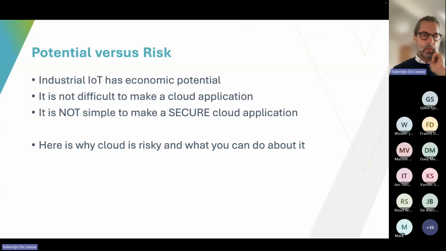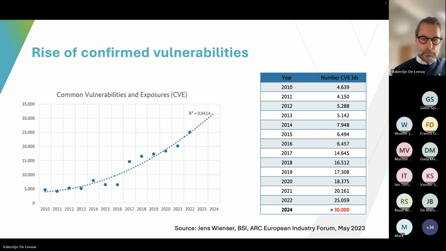Good. So based on this reasoning, we can agree that there is a lot of economic potential for industrial IoT, and it is not so difficult to make a cloud application for industrial IoT. What is difficult is to make a secure cloud application. And that's a little bit where the risk comes in. So here is why the cloud is risky and what you can do about it.